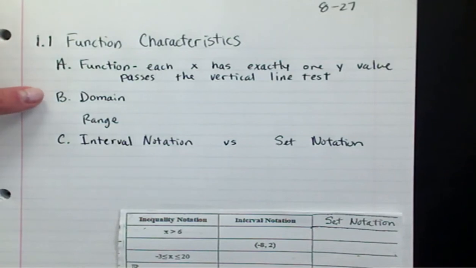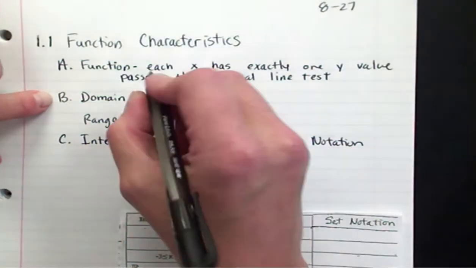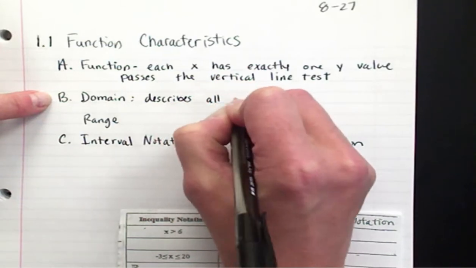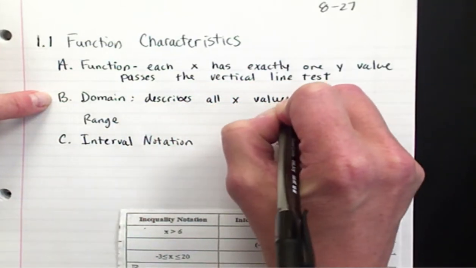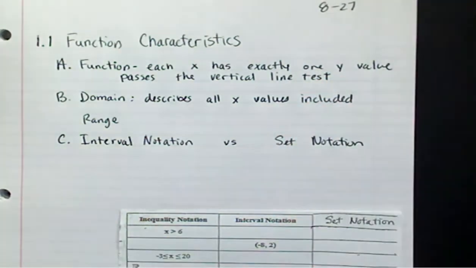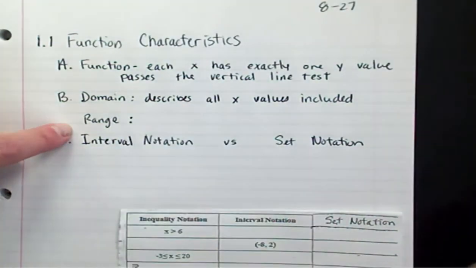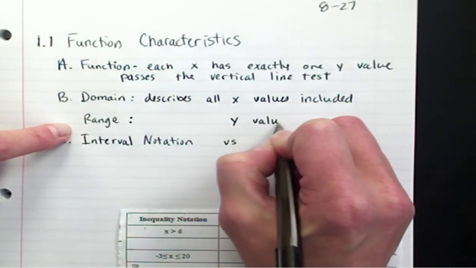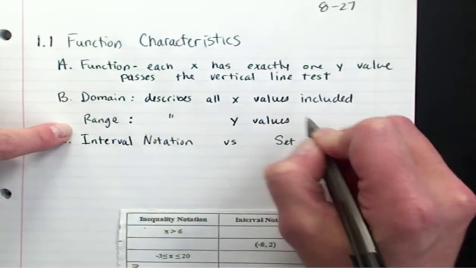Over the course of the year, we talk about domain and range every single unit. So the domain describes all x values included. Whichever x values you use for the graph, the picture, the list of points, all of it, every x that's included. The range, same definition, except all of the y values that are included.